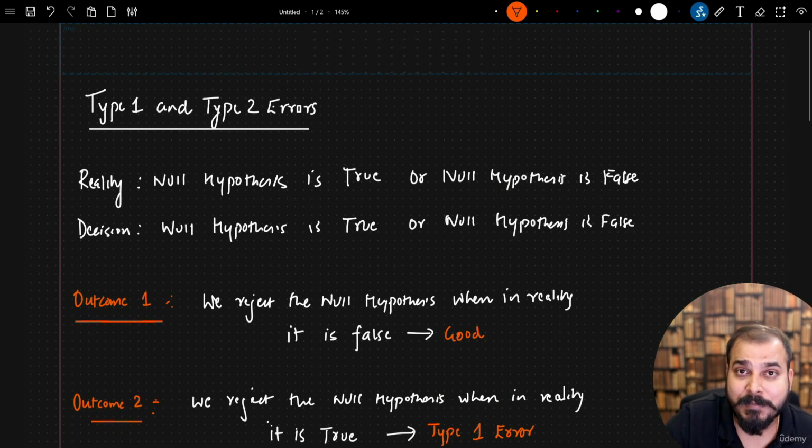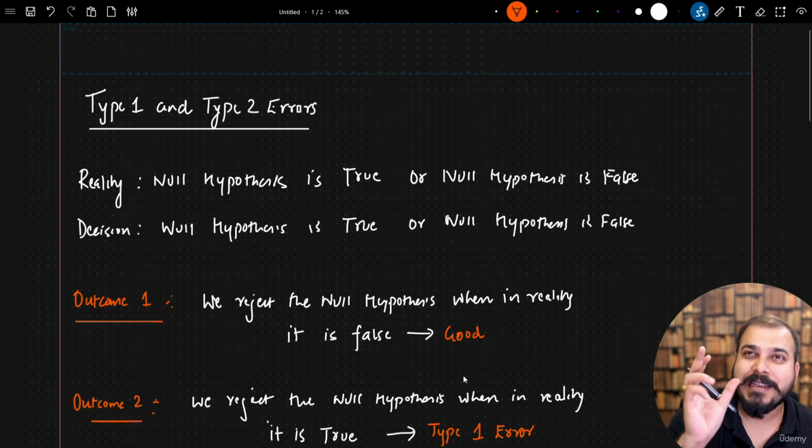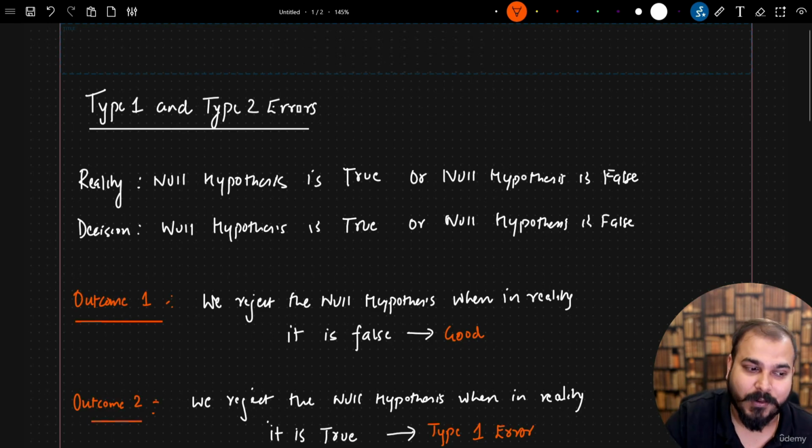Now going forward, there are still many topics that we need to cover. We will be discussing confidence intervals and all, how to create that range of confidence interval in the form of numbers. We are going to discuss that.